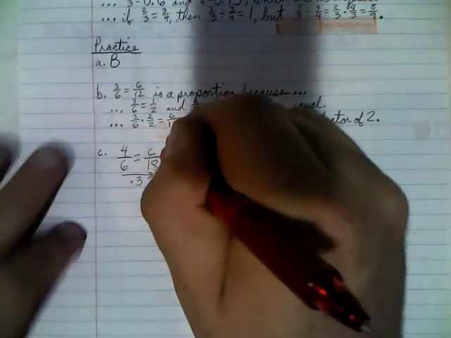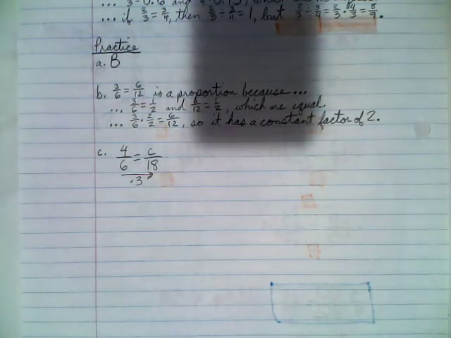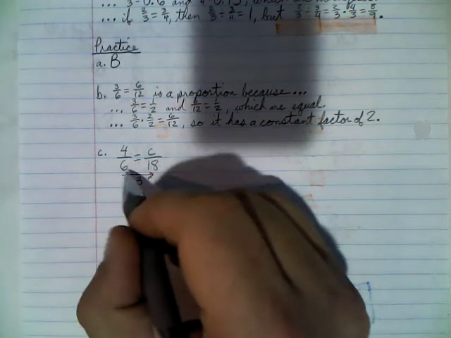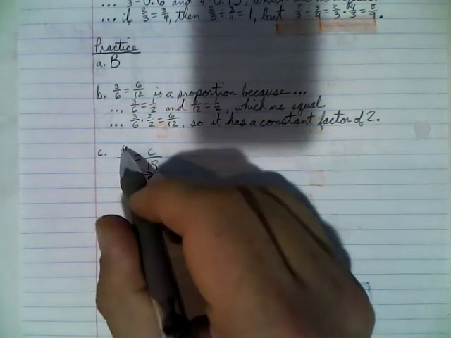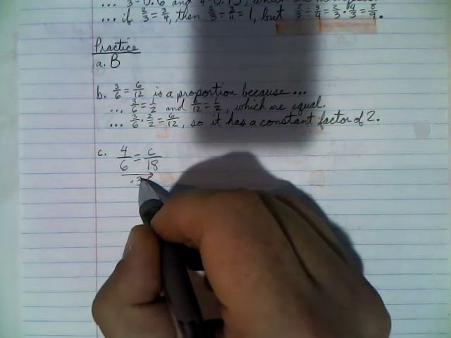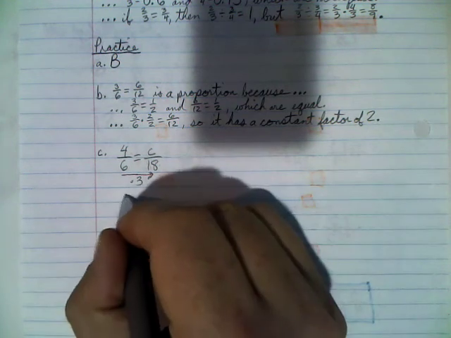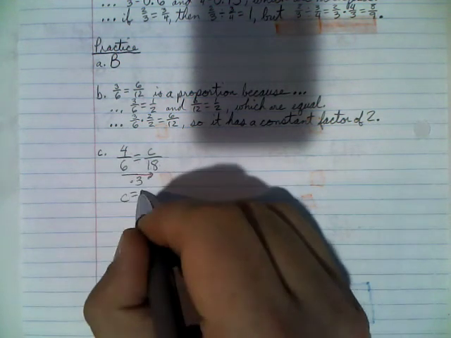So I don't really need to move up this time. I'm going to get rid of that. So if 6 times 3 is 18, then 4 times 3 is C. So therefore C must be, well, 4 times 3 is 12.